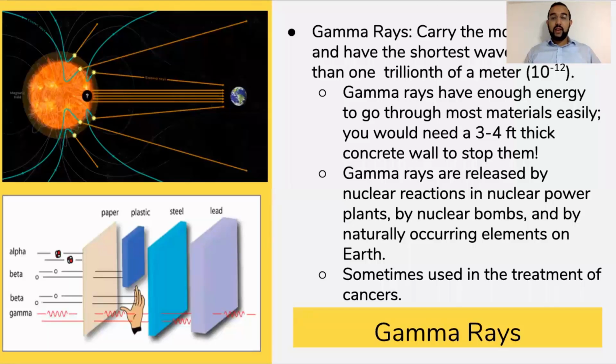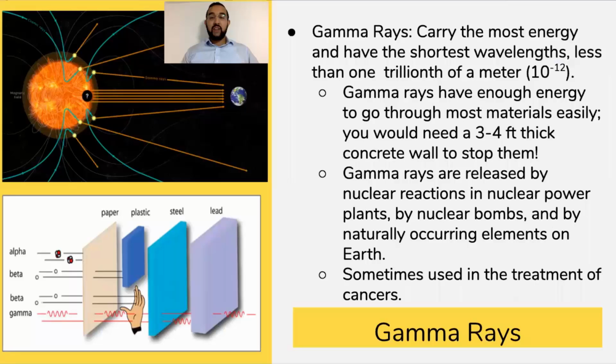Now, gamma rays carry the most energy and have the shortest wavelengths, less than 1/1,000,000th of a meter. Gamma rays have enough energy to go through most materials easily. You could need a 3 to 4 feet thick concrete wall to stop them. Gamma rays are released by nuclear reactions in nuclear power plants, by nuclear bombs, and by naturally occurring elements on Earth, and are sometimes used in the treatment of cancer. So gamma rays have the most energy and the shortest wavelength.